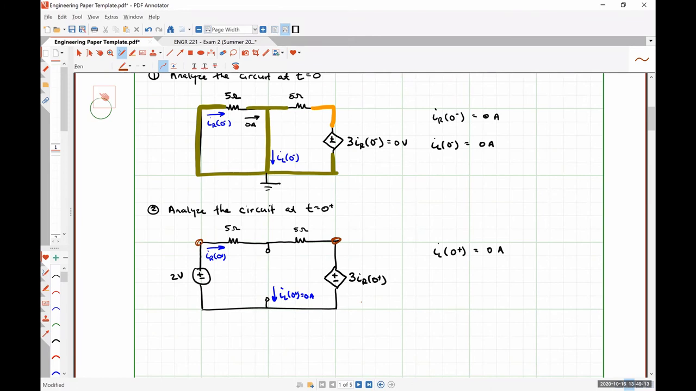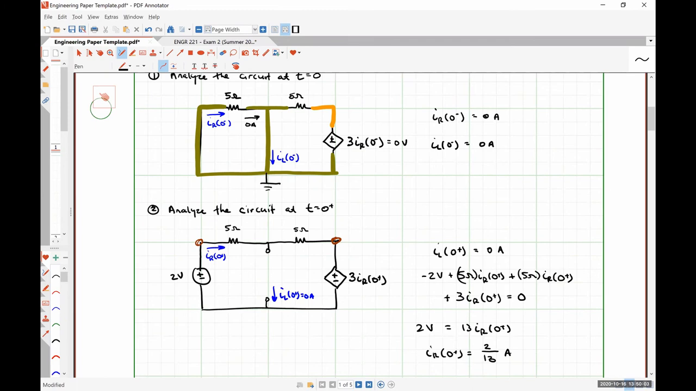Okay? So writing a KVL equation, we're going to have negative 2 volts plus 5 ohms times IR at 0 plus, plus another 5 ohms times IR at 0 plus, plus 3 IR at 0 plus is equal to 0. So that means 2 volts is equal to 5 plus 5 plus 3, which is 13 IR at 0 plus. So IR at 0 plus is 2/13. Okay. I worked it all out, right? Unless I made a mistake, which if I did, please point it out.